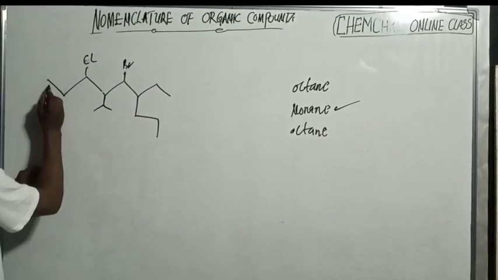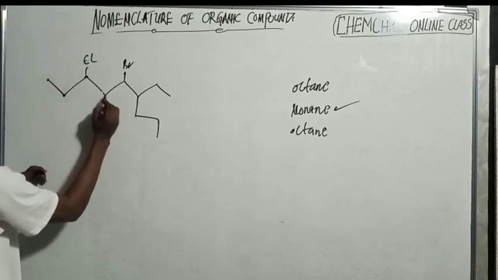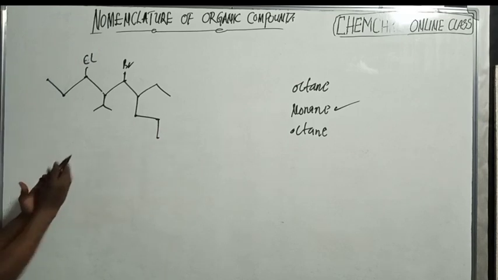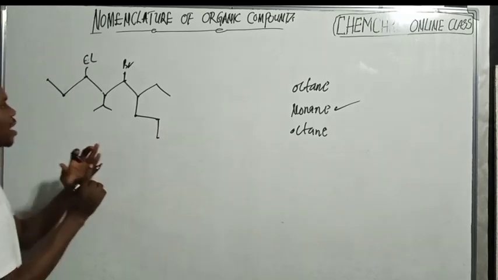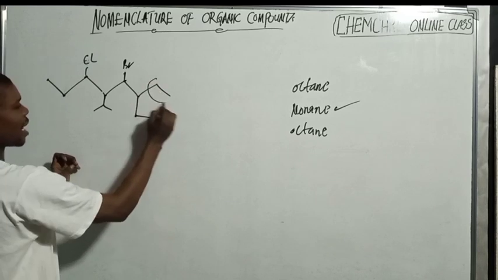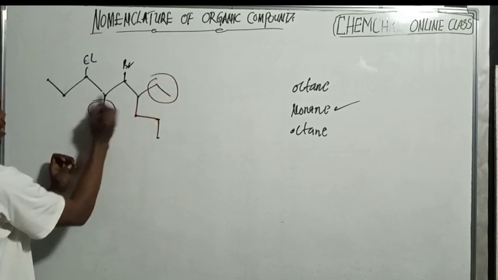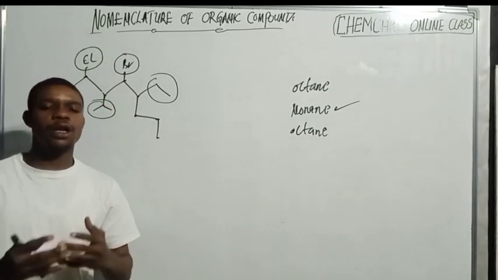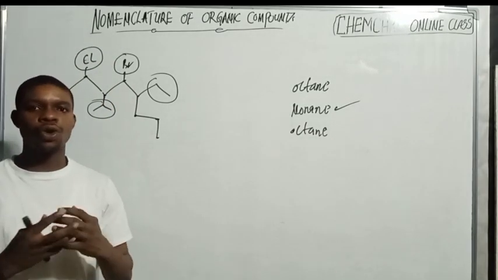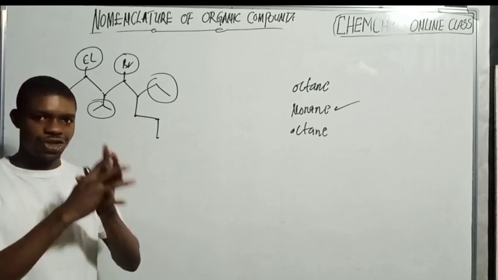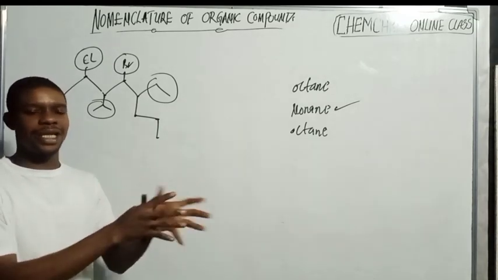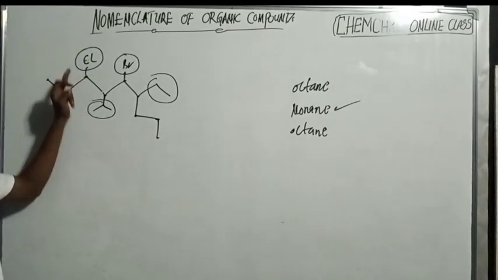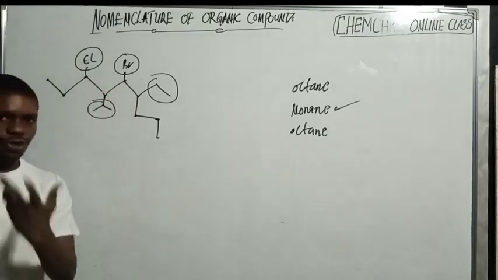So from here to here, 1, 2, 3, 4, 5, 6, 7, 8, 9, we have the parent chain. Now you find that this is not counted among the chain, this is not counted, and this is not counted. Do you understand? So when you take your parent chain, you are able to know the substituents attached to the parent chain. Those side chains that are not counted among the parent chain are called substituents. And here we have 4 substituents: 1, 2, 3, 4.